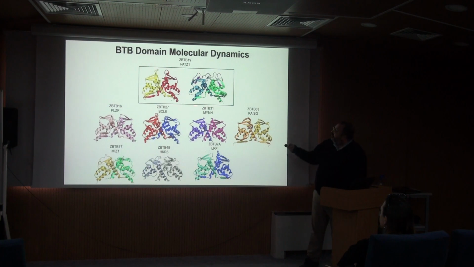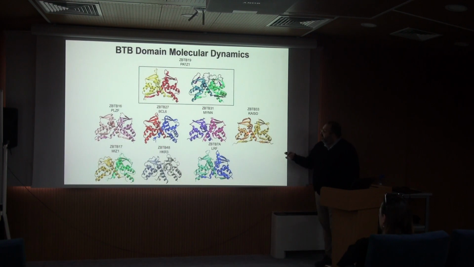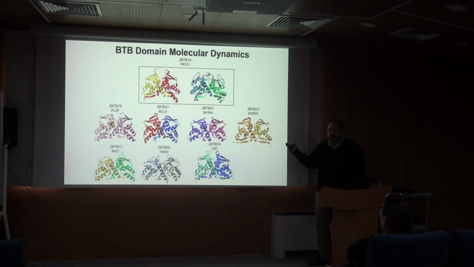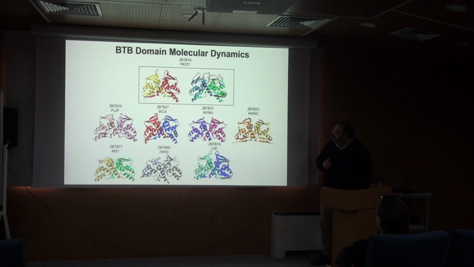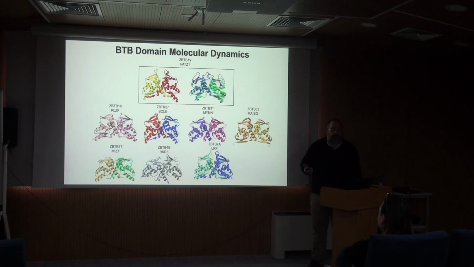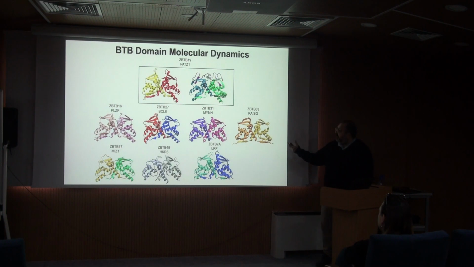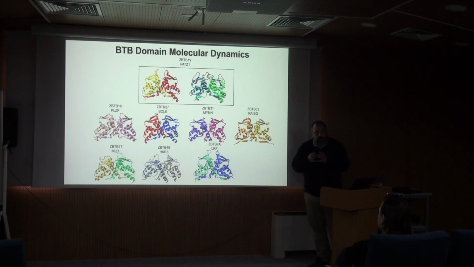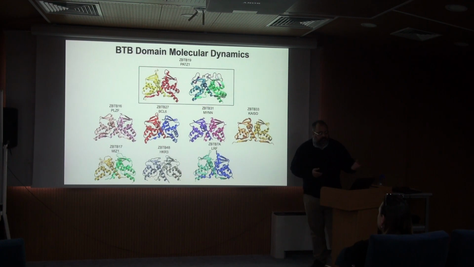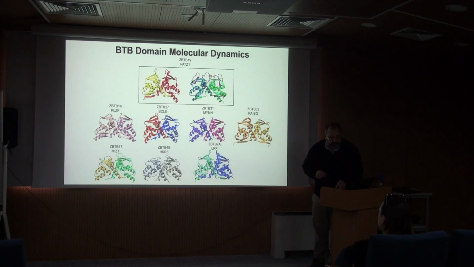So what I've shown you already is the human PATS1, the zebrafish PATS1, and all the other BTB domains which have crystal structures in the database. So you see that the structures are quite similar actually. They form these homodimers, and they're very stable. So the dimers move with respect to each other, but they don't fall apart. And in fact, when you express them in bacteria or in human cells, they're almost always forming homodimers.